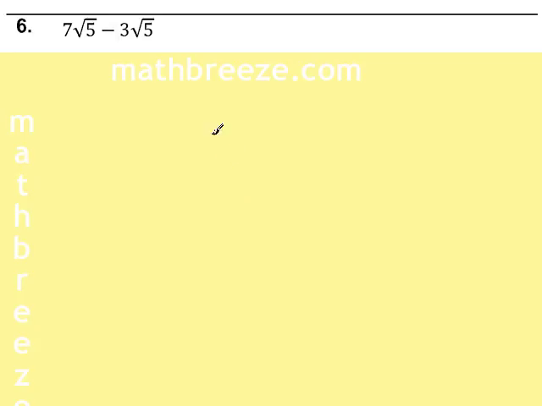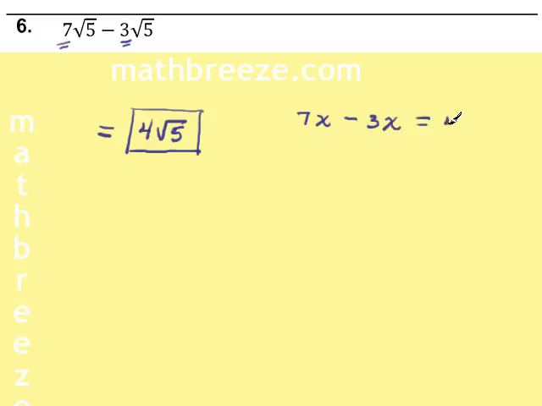In number 6, we have what are called like radicals, radicals that are the same. So in that case, we can just subtract the coefficients. So we subtract 7 minus 3, and we have 4 square root 5. This is just like the way we would combine the like terms 7x minus 3x to get 4x. Again, we would just subtract those coefficients.